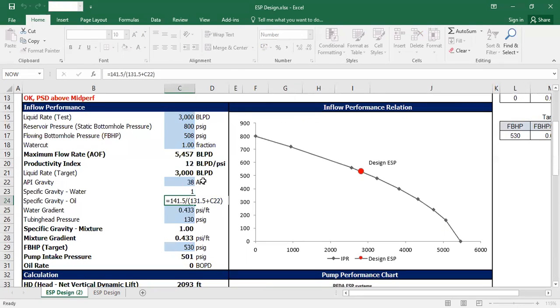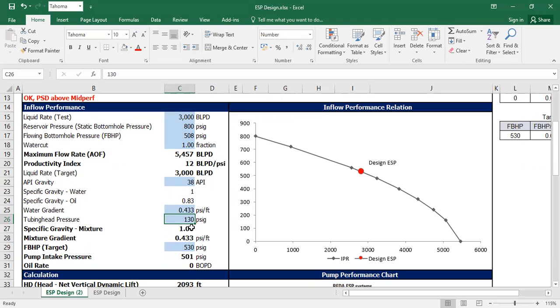API gravity. And the water gradient, it's 100% water cut, so the water gradient will be 0.433 psi per foot, and the wellhead pressure is 130 psig. This is the normal base case wellhead flowing pressure on the field. Of course, it will depend on each operation, on the condition of each field. But in this case, it's a practical case, and let's say the wellhead pressure is 130 psig.